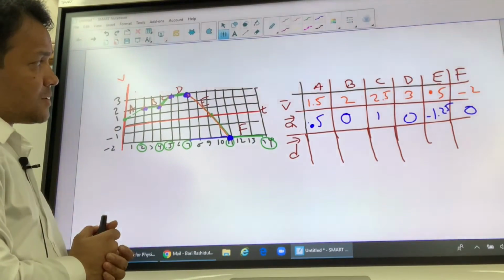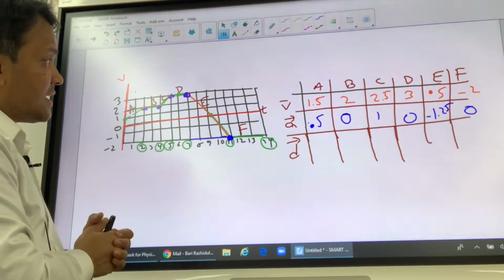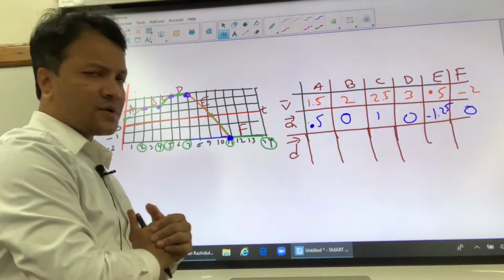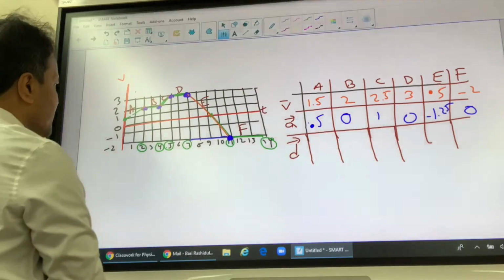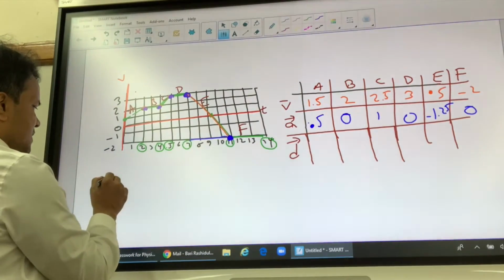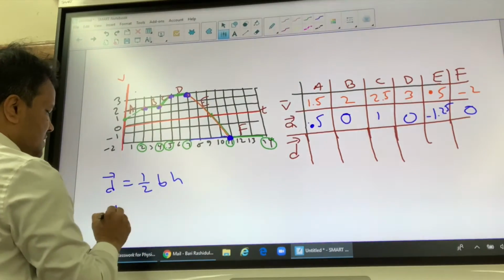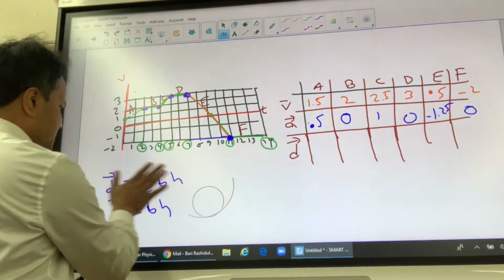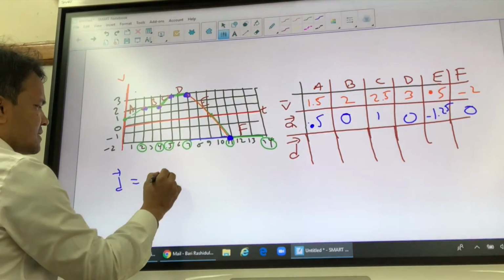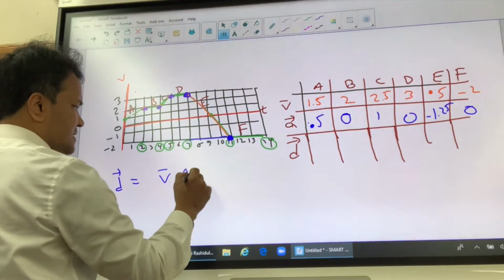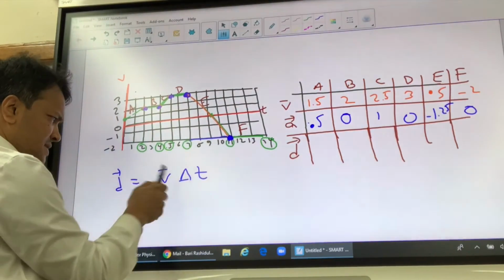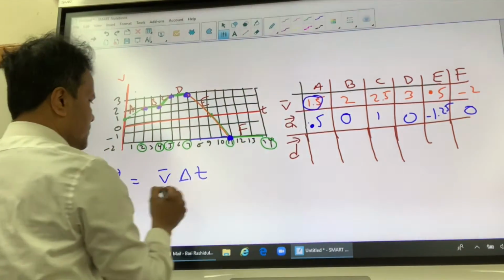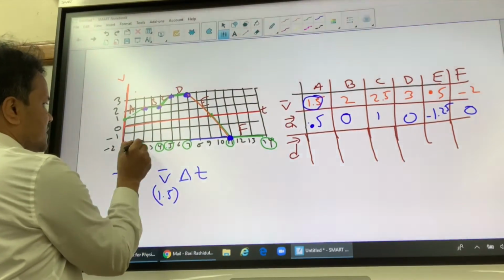Before we find the average velocity for the entire trip, we're going to have to find the displacement. So let's find the displacement. The displacement formula is of course half BH, or BH. That's good, but today I'm going to show you another displacement formula. Displacement is the average velocity times delta t. For section A, average velocity is 1.5 and delta t is 2.